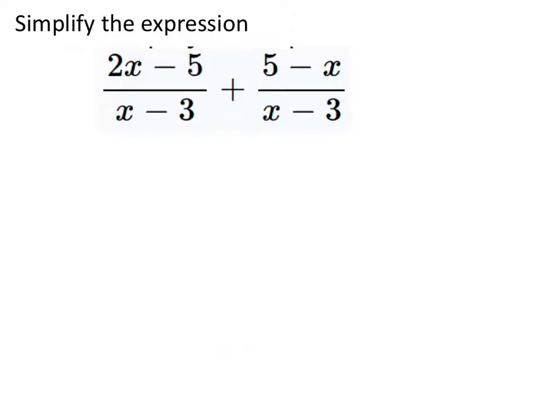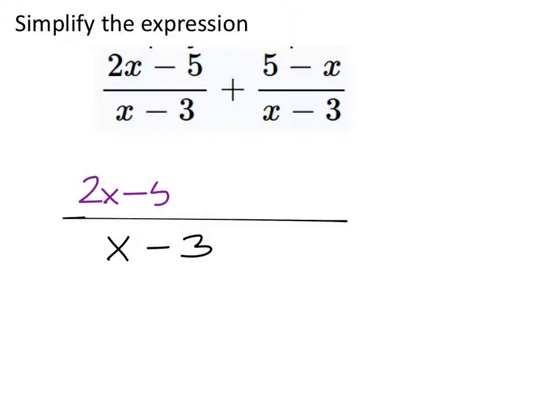All right, so to get us started, this one gave us common denominators. Well, that's very generous of them. So I can rewrite this as one large fraction with x minus 3 being the denominator. And then I've got my 2x minus 5, and this is being added to the 5 minus x. So I'm just looking to combine like terms in order to simplify it. And then we can see if anything can be canceled out.